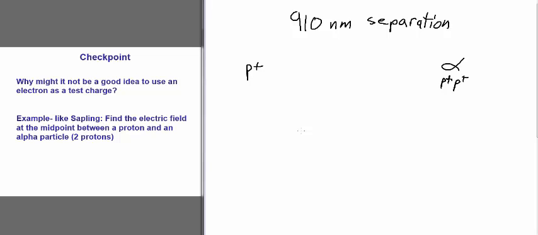We want to find the field between these two particles. One's a proton and the other is two protons. And we're given the distance by which they're separated. And we're interested in the field right in the middle.